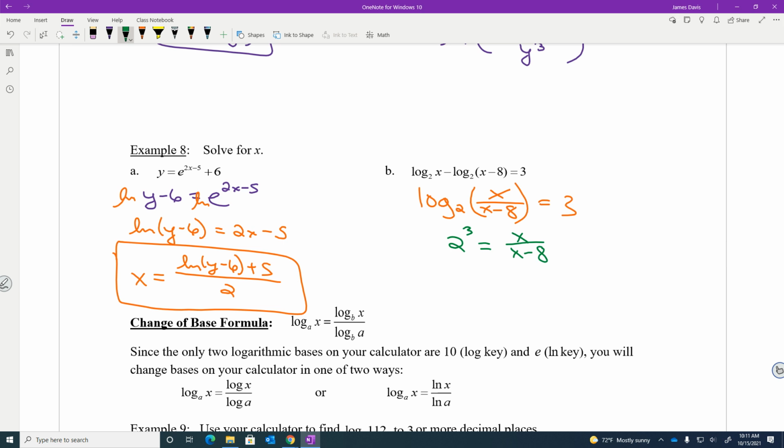Yeah. And it's hard to see if we haven't done these. It's done a lot. And then we get 8 equals x over x minus 8. And I should be able to solve this one. You can then multiply both sides by x minus 8. So we get 8x minus 64 equals x. So then subtract that one, add it. 7x equals 64. X is 64 over 7.